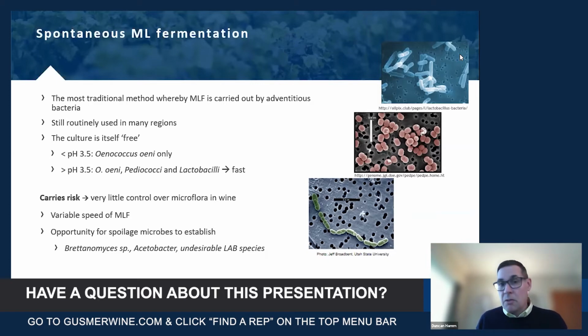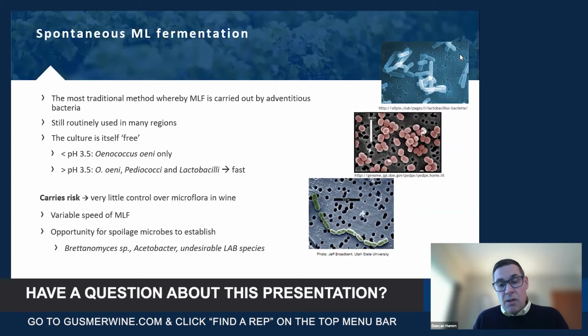It could go through really quickly. And if it's above pH 3.5, we often see Pediococcus or lactobacilli present, which can be very, very fast. Below pH 3.5, it will just be Oenococcus, which will be much slower. So we see variable speed of MLF. And if we do have a long delay between primary fermentation and malo, you could have wine that's warm, that's been unsulfured, which really could open the door for undesirable bacteria and yeasts.